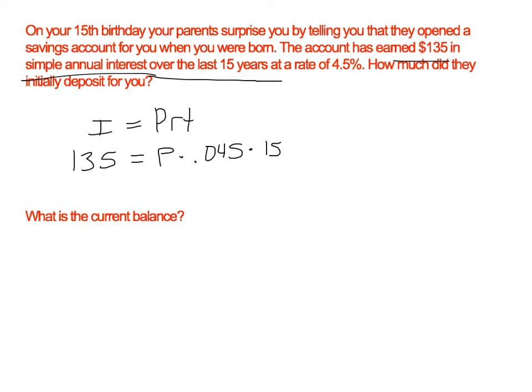All right, so there were 4 things up here. Now I know 3 of them, and I'm left with 1 variable. So I can solve that. And we're going to solve that by first multiplying 0.045 times 15. So 0.045 times 15. That's going to get you 0.675. Okay? So 0.675.